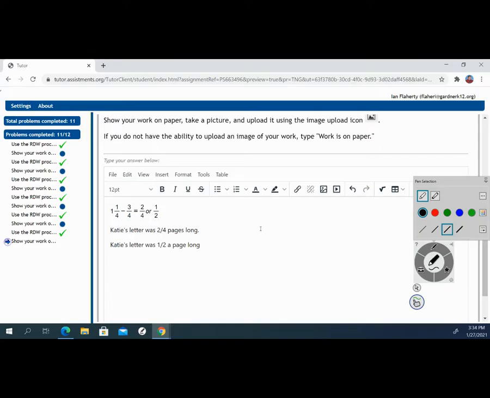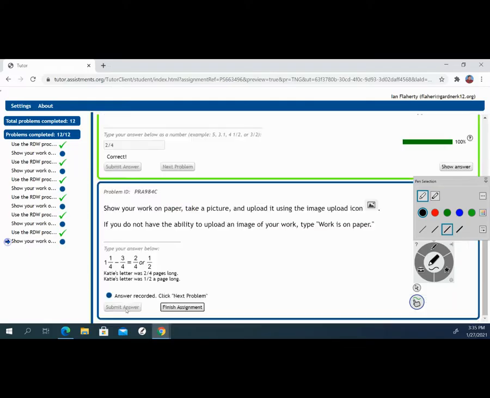Yeah, not looking for you to write a ton, just a quick show me what numbers you use to figure out the answer, and then what is the actual answer. I know in the other part they didn't want you to write pages, but here I do. Her letter was 1/2 page long. And then you hit submit, and then that's what will go in there.